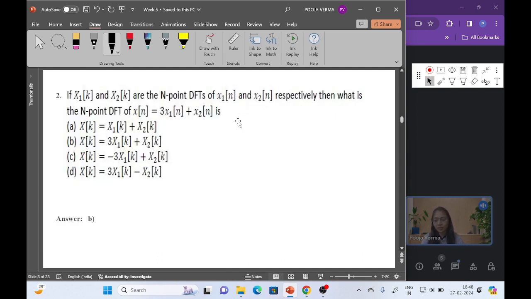Okay, so for the next question, if X1(k) and X2(k) are the N-point DFTs of x1(n) and x2(n) respectively, then what is the N-point DFT of x(n) equal to 3x1(n) plus x2(n)? Option A is X(k) is equal to X1(k) plus X2(k). Option B is X(k) is equal to 3X1(k) plus X2(k). Option C is X(k) is equal to minus 3X1(k) plus X2(k). And option D is X(k) is equal to 3X1(k) minus X2(k).